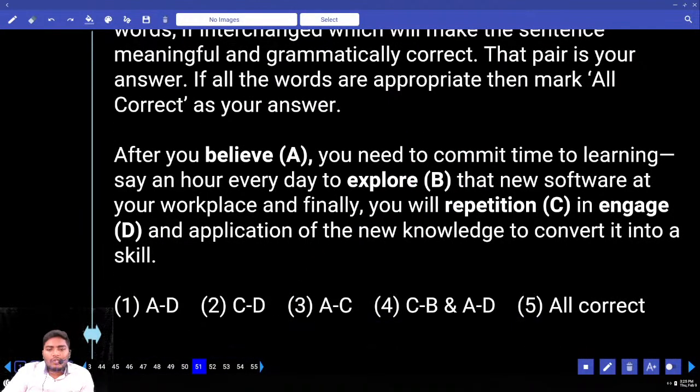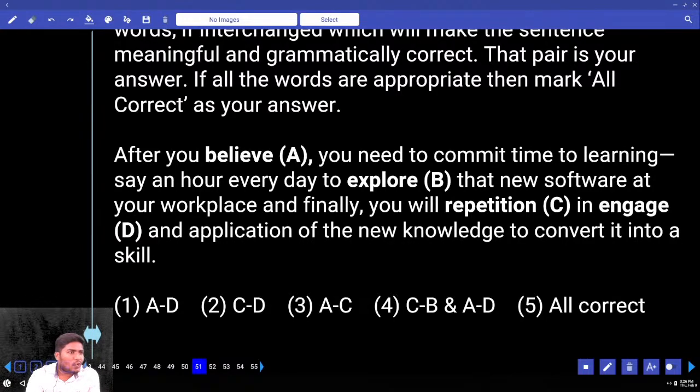After you believe, you need to commit time to learning, say an hour every day to explore that new software at your workplace, and finally you will repetition in engage and application of new knowledge to convert it into a skill. This is just like practice sometime and later you apply the knowledge. The simple meaning of the sentence it is. Now how many options are not correct according to you?